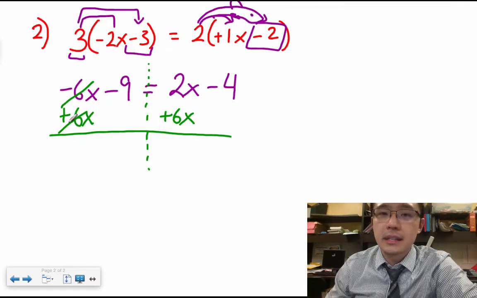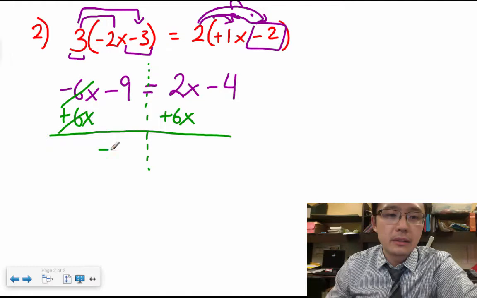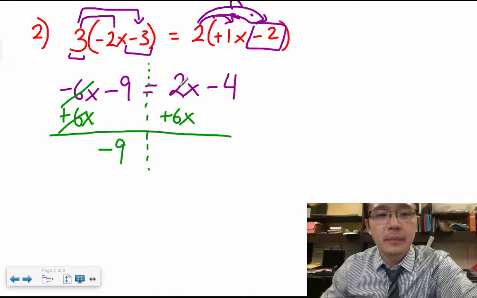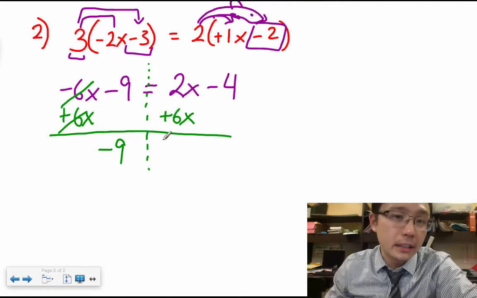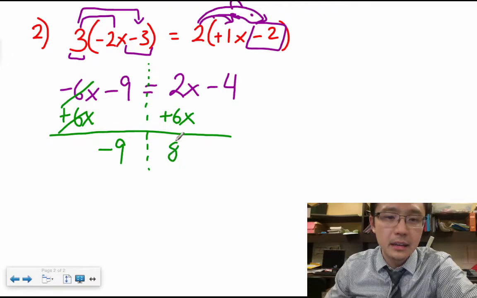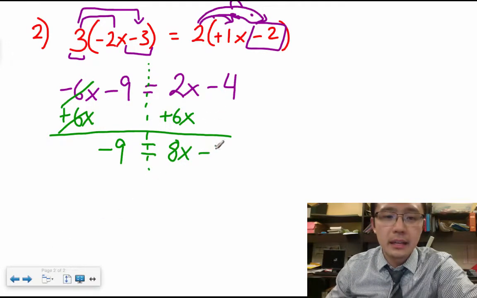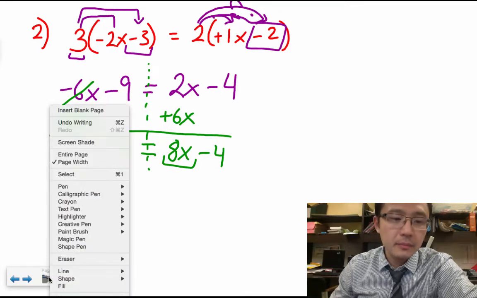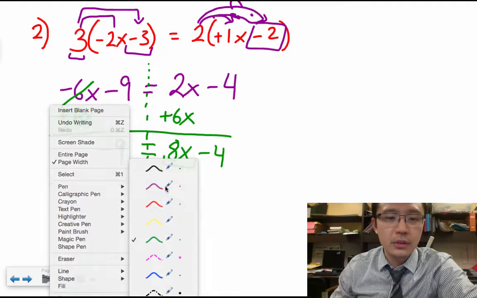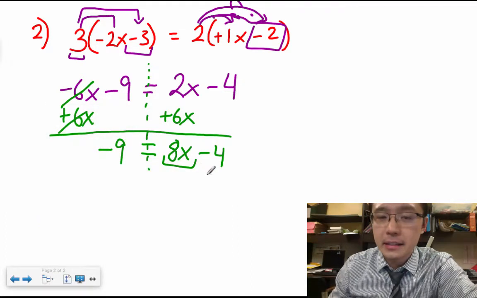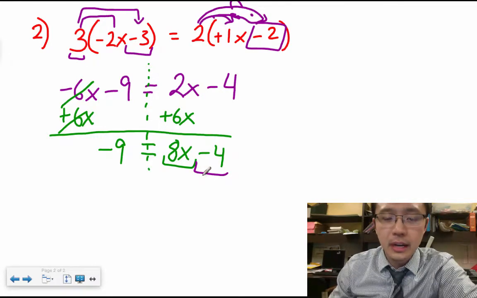Negative 6x plus 6x cancels out to 0, so I have a negative 9 left. 2x plus 6x, collecting like terms, 2 plus 6 is 8x. Don't forget I have an equal sign in between. And lastly, I have my negative 4. So we realize that last step, I got rid of the variables on both sides, because now I just have variables on one side. But wait a minute, I can't just go ahead and find what 1x is because I have a negative 4. So I have to move this to the other side.